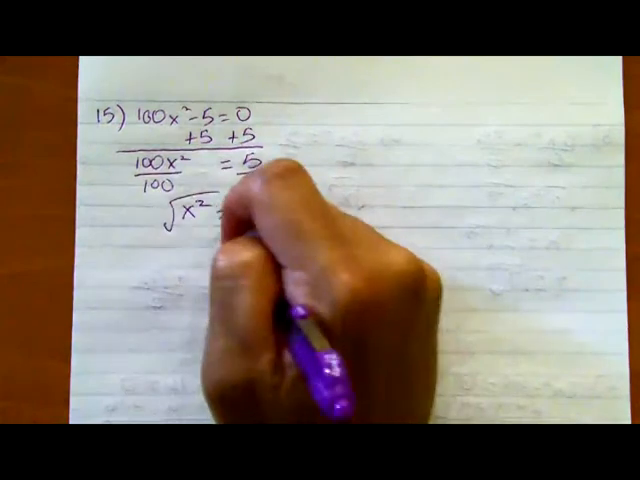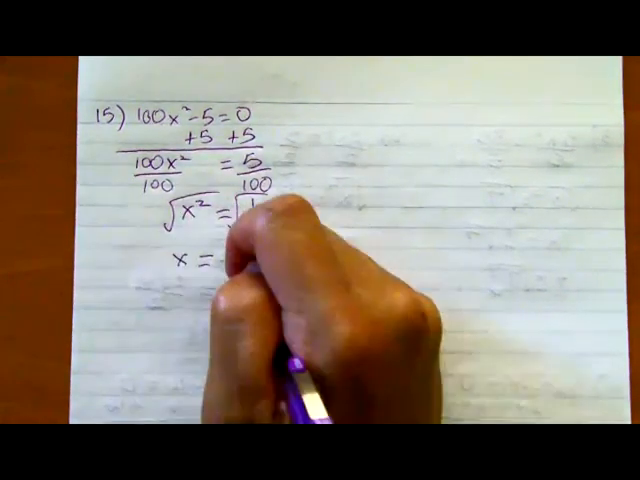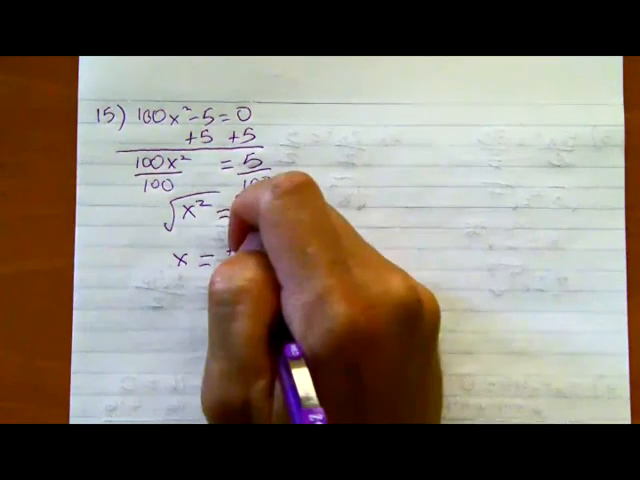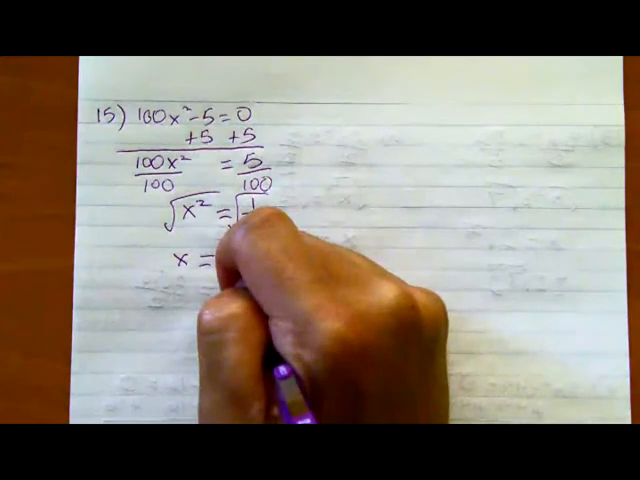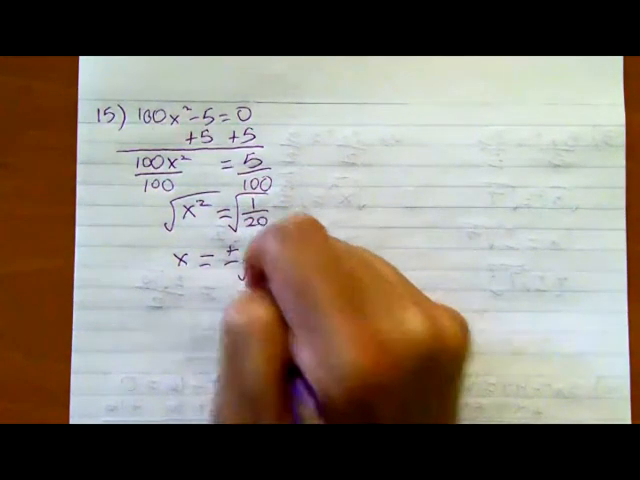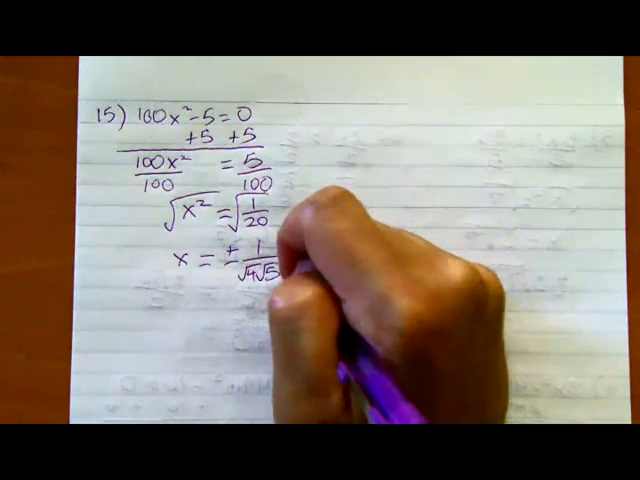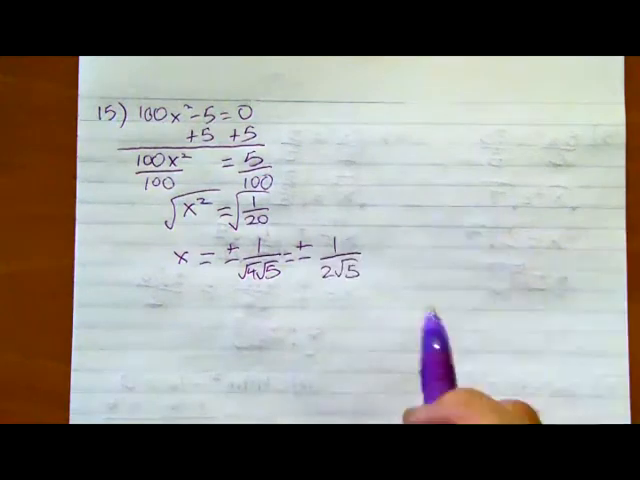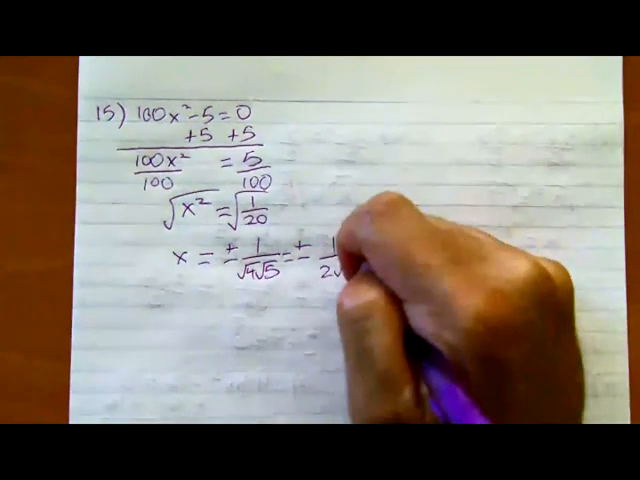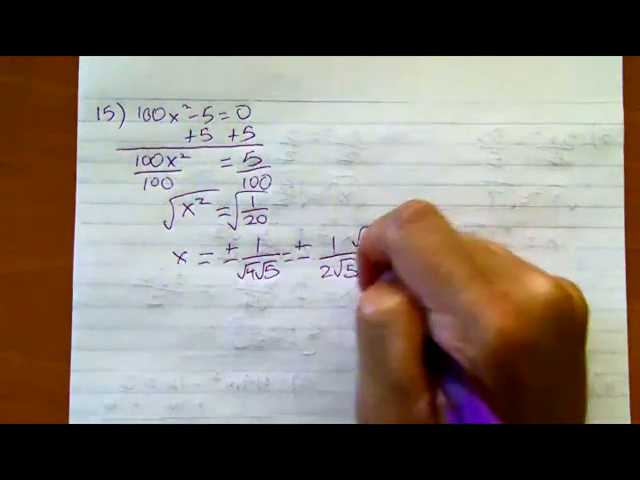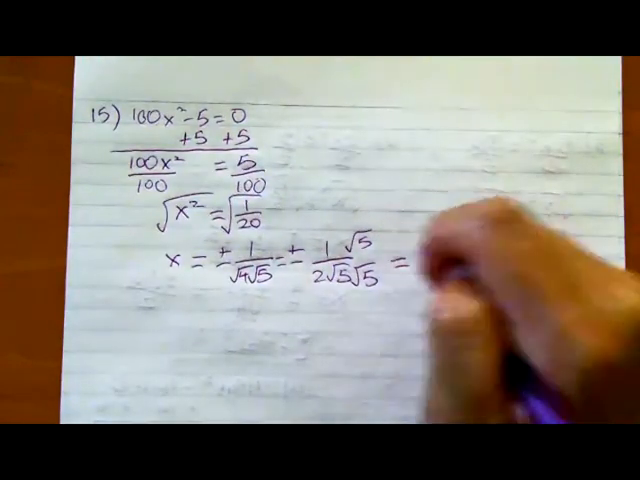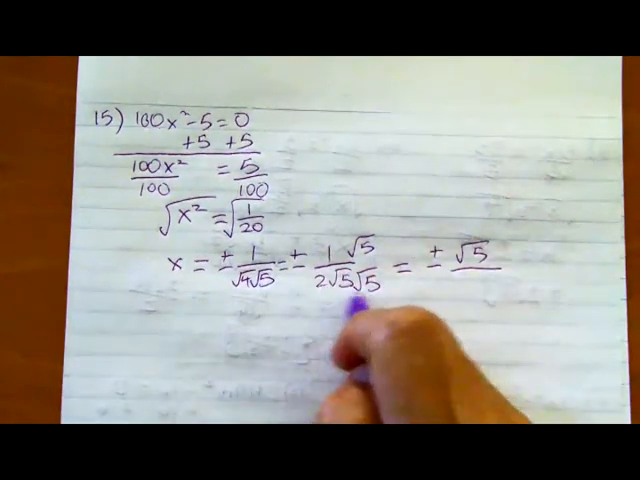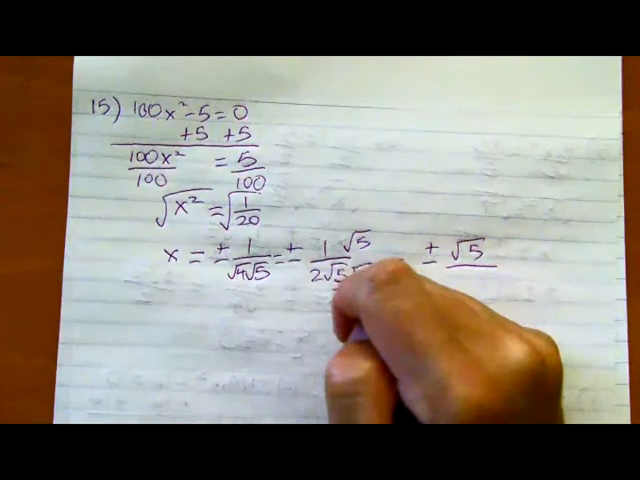I'll square root both sides. x equals the square root of 1 is 1. Square root of 20. I can square root that, but I can factor it. 4 and 5. So that's positive negative 1 over 2 radical 5. We need to rationalize. We're going to multiply top and bottom by radical 5. So positive and negative radical 5 over, this is 5. So 2 times 5 is 10.